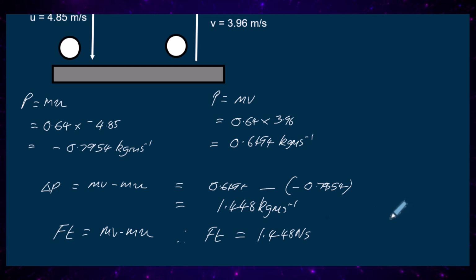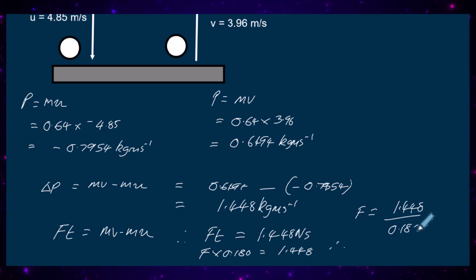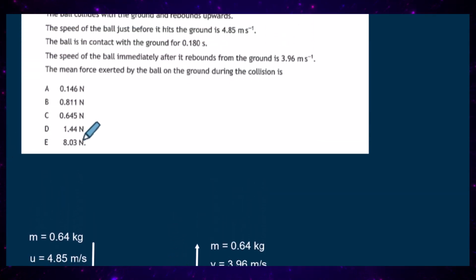Now we have the contact time. The contact time is 0.18 seconds, so therefore F times 0.180 is going to equal 1.448, and therefore we can just say that the average force F, or the mean force, is going to be 1.448 divided by the contact time, 0.180. And we do that on my calculator, we get a mean force of 8.03 newtons. And that gives us the following answer. If I can go up and see this, it's going to be answer E. So we're going to have answer E for question 6.